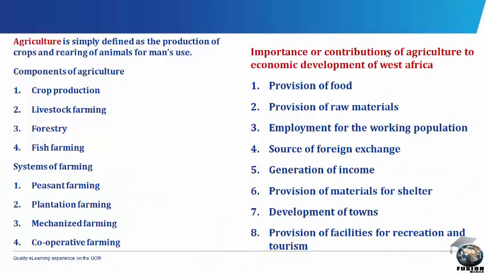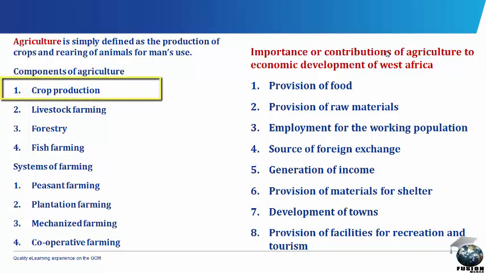Agriculture. Agriculture is simply defined as the production of crops and rearing of animals for man's use. Agriculture is one of the most important sectors of the economy of many West African countries. Components of agriculture: we have crop production, livestock farming, forestry, and fish farming.